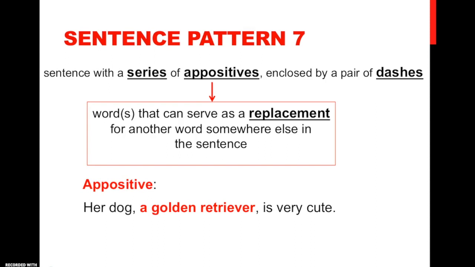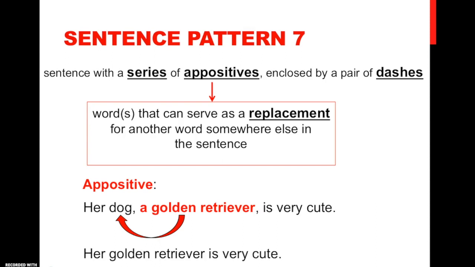Her dog, a golden retriever, is very cute. I could simply say, her dog is very cute, but this sentence has an appositive, a golden retriever. This appositive, a golden retriever, gives extra information about the subject, her dog, but it could also serve as a replacement for the word dog. I could say, her golden retriever is very cute, but now that sentence does not have an appositive. An appositive gives extra information to confirm the subject, making the reader or listener positive about what's being talked about.